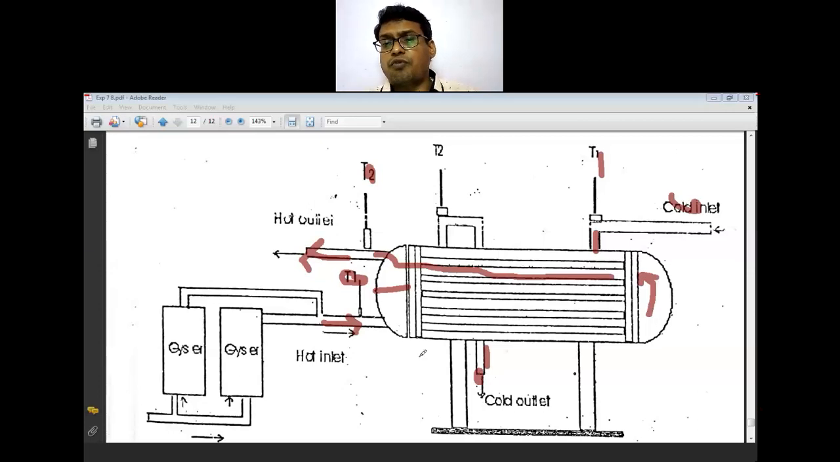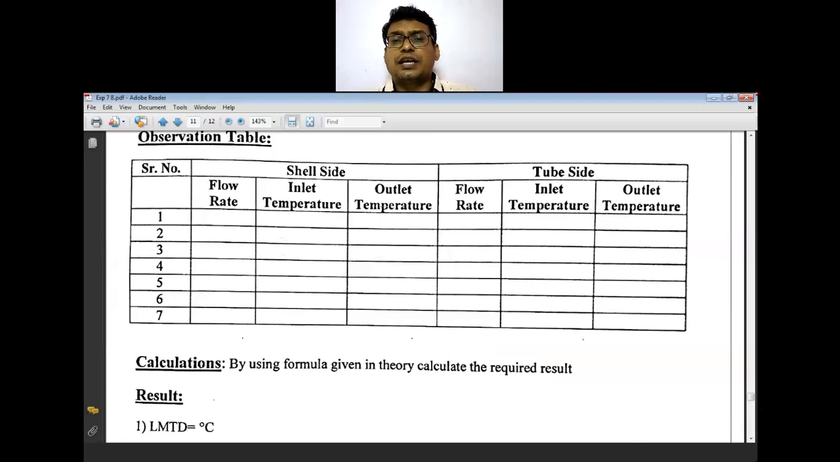Similarly, in performing the experiments, you have to adjust the different flow rates, that is, the shell side flow rate and the tube side flow rate. For the tube side, it's the hot water that is provided. I am going to adjust the flow rate, say 100 liters per minute, and measure the inlet and outlet temperature for the tube side, which is the hot water side. For the shell side, which is the cold water side, the flow rate is adjusted to, say, 75 liters per hour, and its inlet and outlet temperatures are also noted.